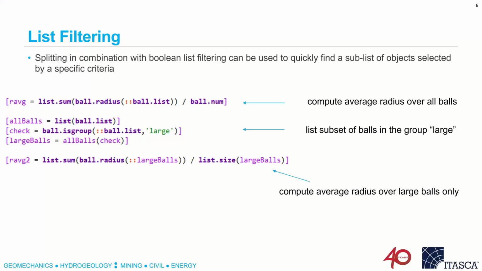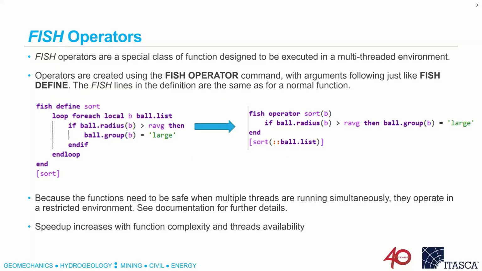There's another new feature in PFC7, which is the FISH operator. A FISH operator is very similar to a FISH function, but this is a new class of function that is designed to operate in multithreaded environments. Just a simple example here: this is a FISH function that would loop over all the balls and assign a group to the balls if, in this case, their radius is larger than a value.